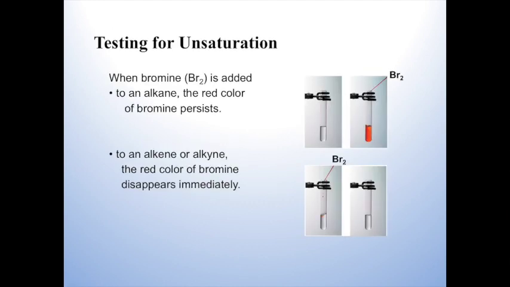This can be used to test for unsaturation. If you have an oil and you add liquid bromine to it, if it's an alkane, there's nowhere for the bromine to react, and the red color of the bromine will persist. However, if you have alkene or alkyne present, the red color of the bromine will disappear because it will react with the alkene or alkyne to form a haloalkane.